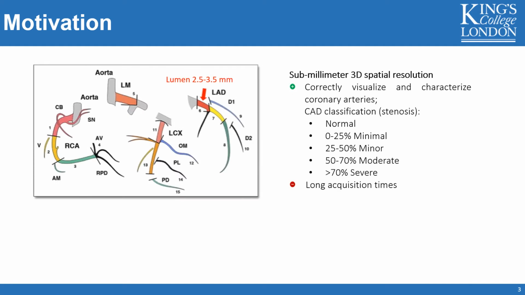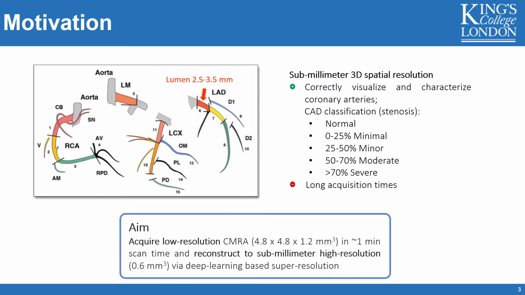For CMRA, it is essential to acquire sub-millimeter 3D spatial resolution to correctly visualize and characterize the coronary arteries. However, as a downside, this usually requires long acquisition times. In this work, we aim to extend previously proposed approaches: we aim to acquire a low resolution CMRA in an acquisition time of around 1 minute, and to utilize in the reconstruction a sub-millimeter high resolution reconstruction via a deep learning based super resolution approach.